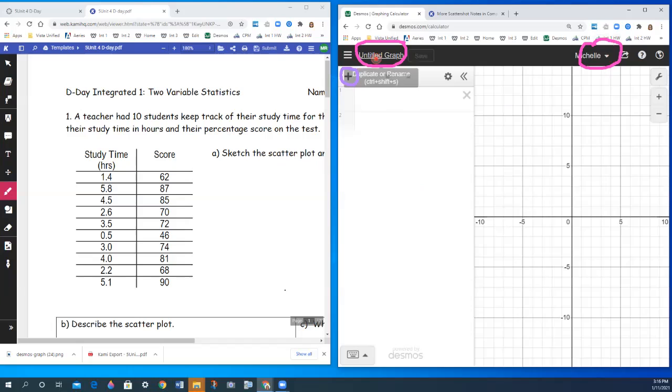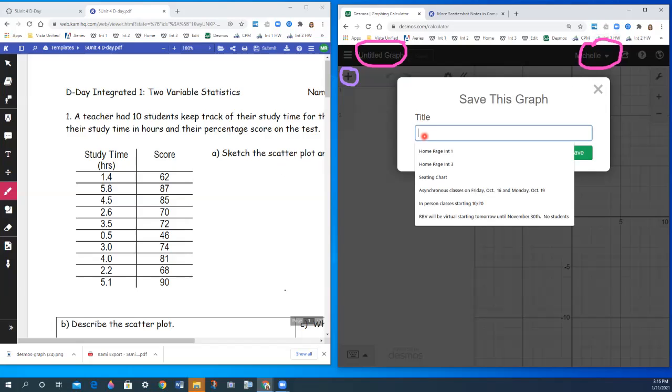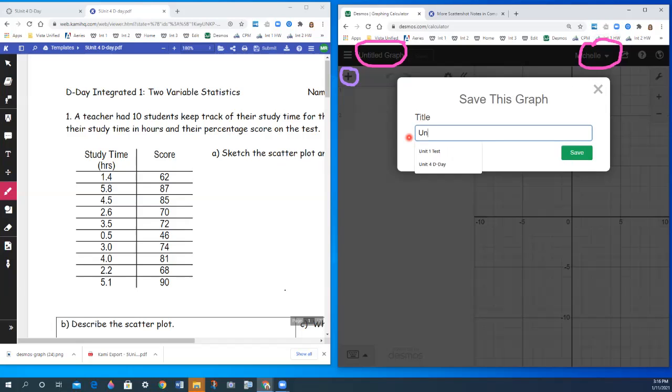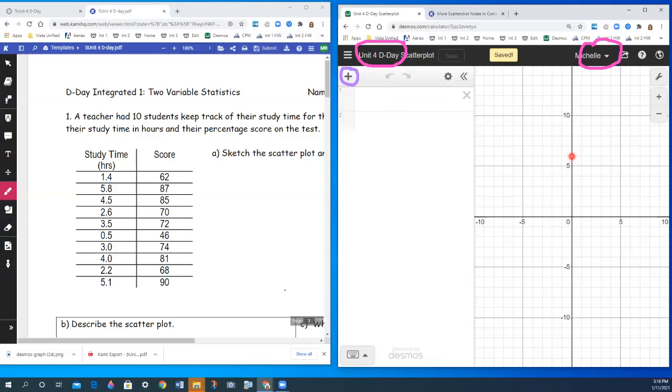And then over here, I'm going to put a title. I'm going to call this Unit 4 D-Day Scatterplot. And then to come up with your table right here, this plus sign, we're going to come here and click on table. And now we're going to enter in the values. Okay, so these are the values here, study time hours that I'm going to be putting in.